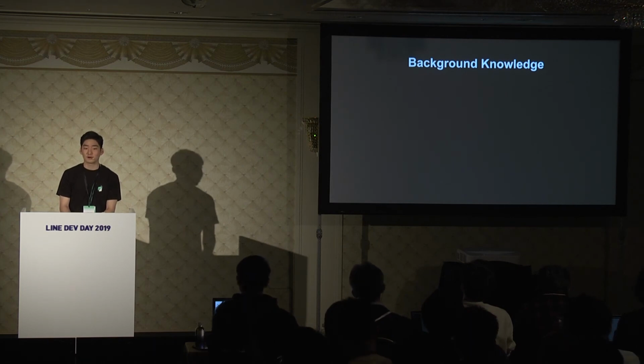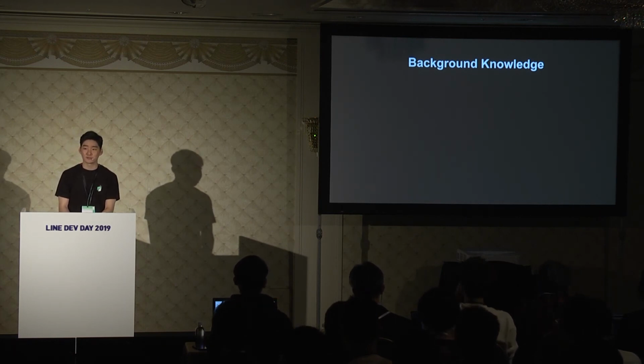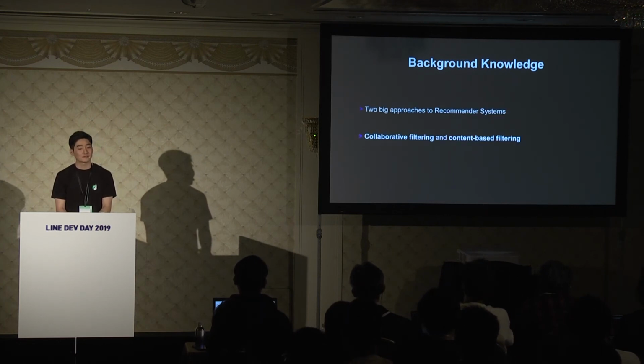For those of you that aren't too familiar with what a recommender system is, I'm going to take a minute to address some background knowledge before I go into an explanation of how we implemented ours. There are two big approaches when it comes to building recommender systems, which are collaborative filtering and content-based filtering. Let's take a look at the first one.